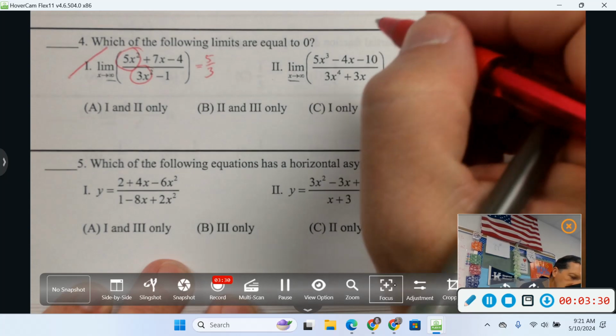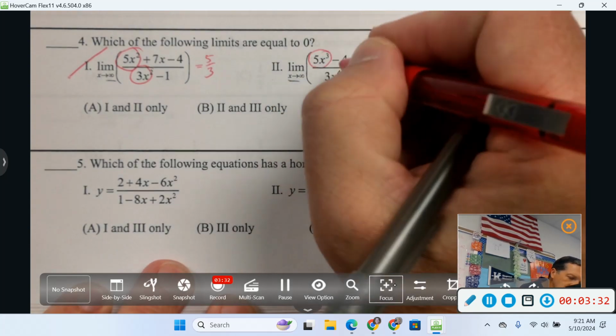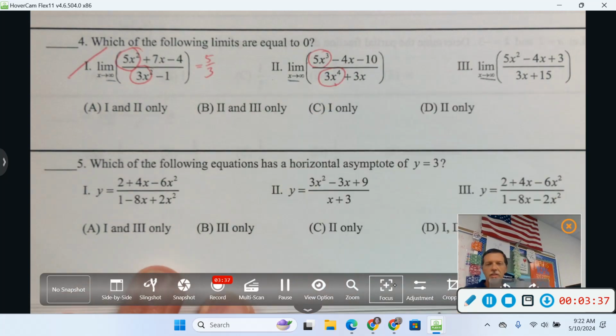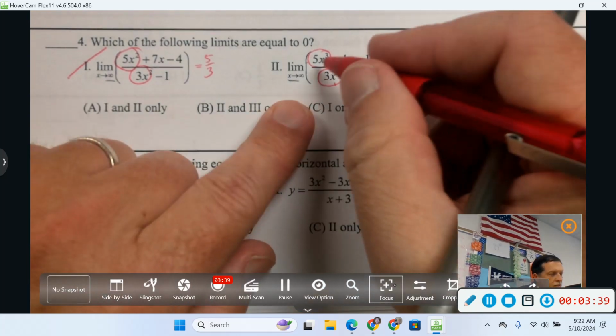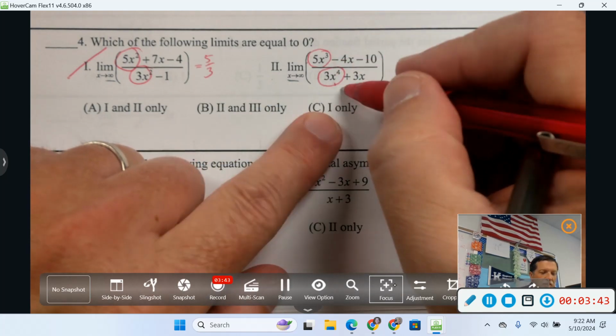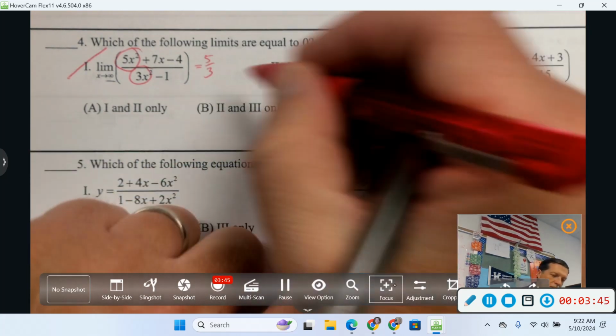In the second one, 5x cubed in the top, 3x to the fourth in the bottom. Well, x to the fourth is definitely bigger than x cubed. So remember, this is like levels of infinity here. That's infinity cubed, but this is infinity fourth. So this is headed towards 0.